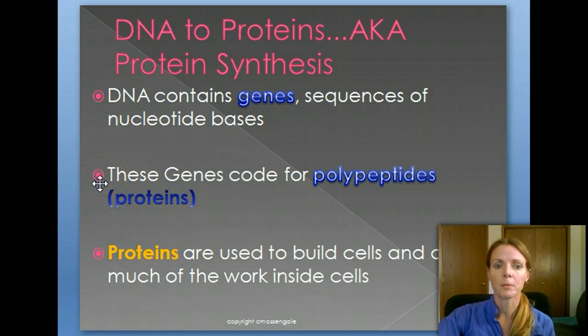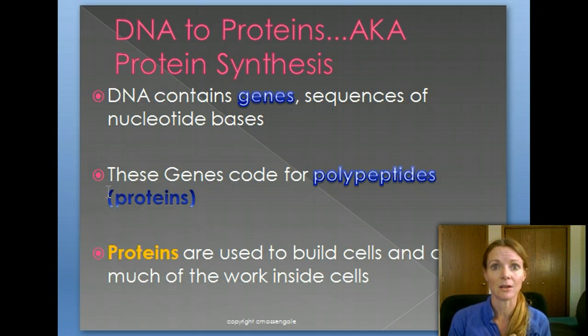But these genes code for polypeptides. So the sequence of the nucleotide bases basically code for specific proteins, okay? Proteins are needed all over your body. When we talked about the cell membrane, remember there are proteins embedded in the membrane? Those are incredibly important because if they are misshapen or they're not made properly, then certain things can get in and out of the cell that aren't supposed to. Okay, that's a big deal. That causes many, many problems and diseases and genetic variations.